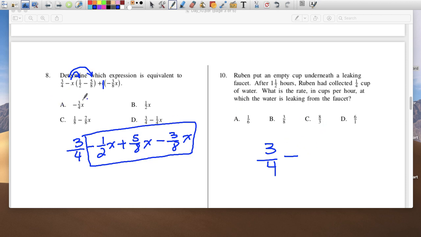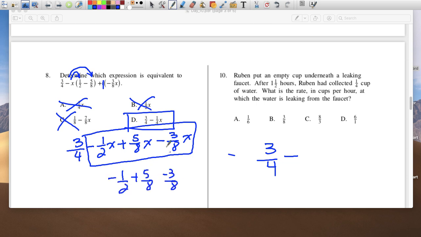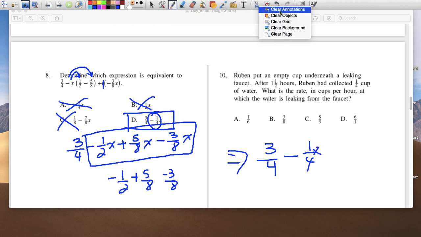Already, I can tell you that you can throw this guy in the garbage, because I know my answer is going to have 2 terms, one with a variable, one without a variable. So this one's also garbage. And the one without a variable is 3/4. Is 3/4 the same thing as 1/8? No. But the only one that's similar to this is this. So in your calculator, you can just do -1/2 plus 5/8 minus 3/8, and you should get -1/4. So that's our answer here. And again, use process of elimination here.